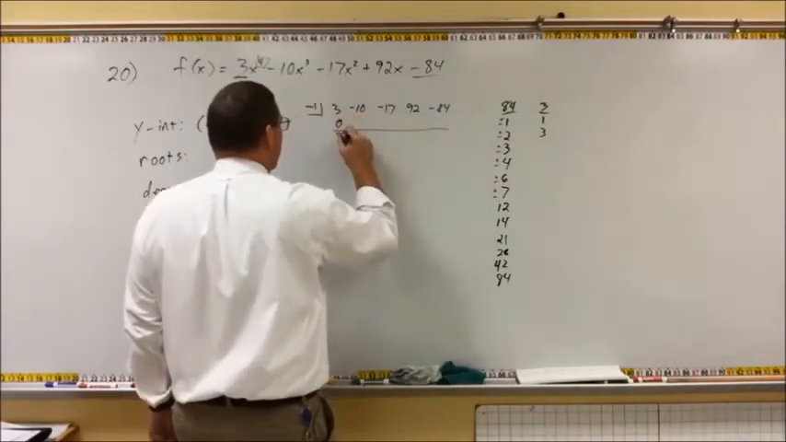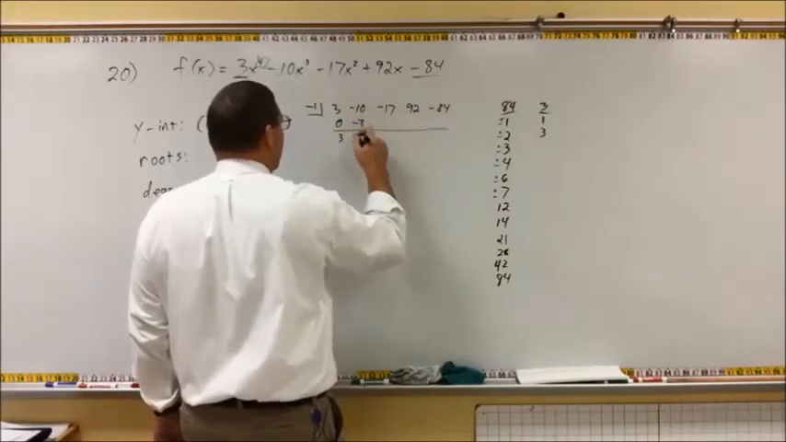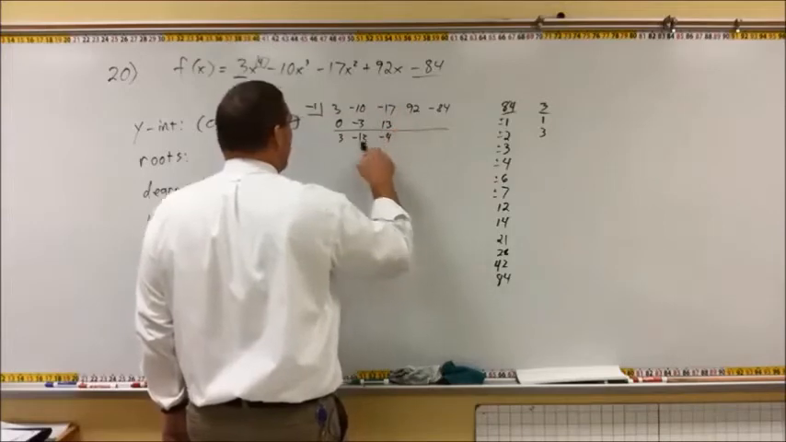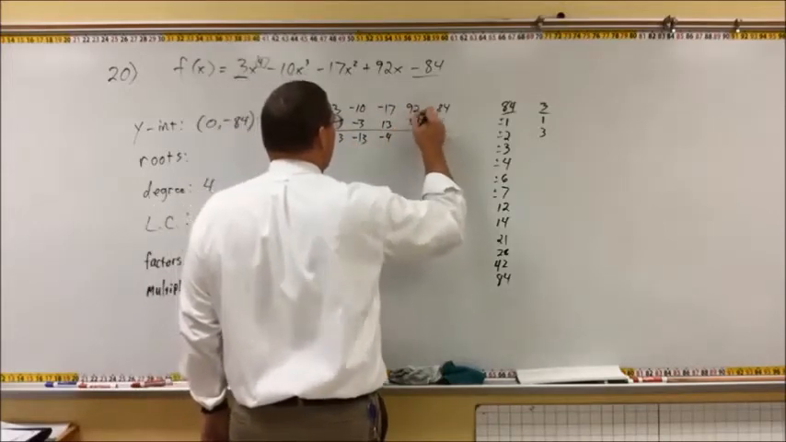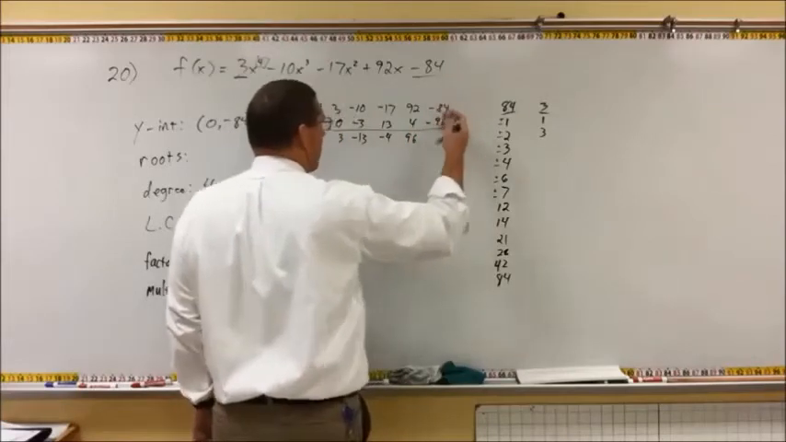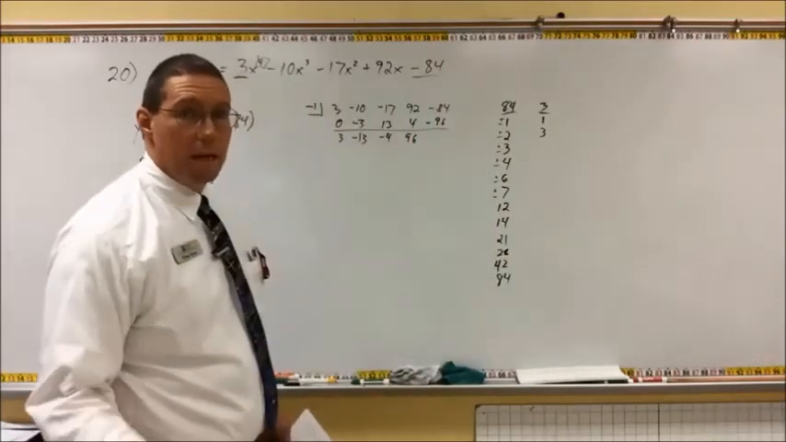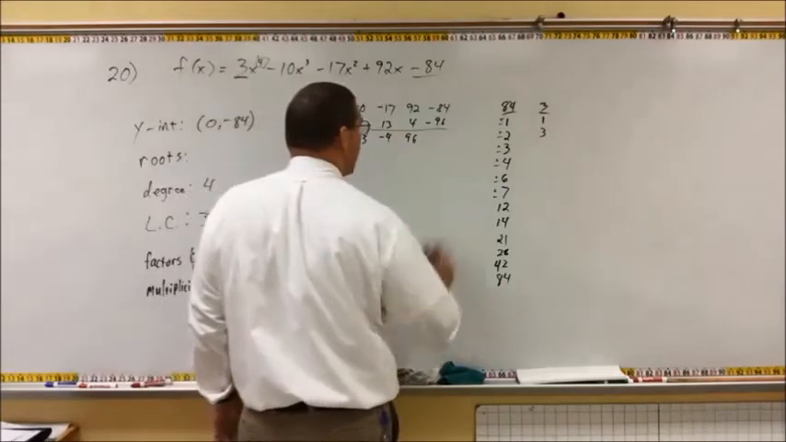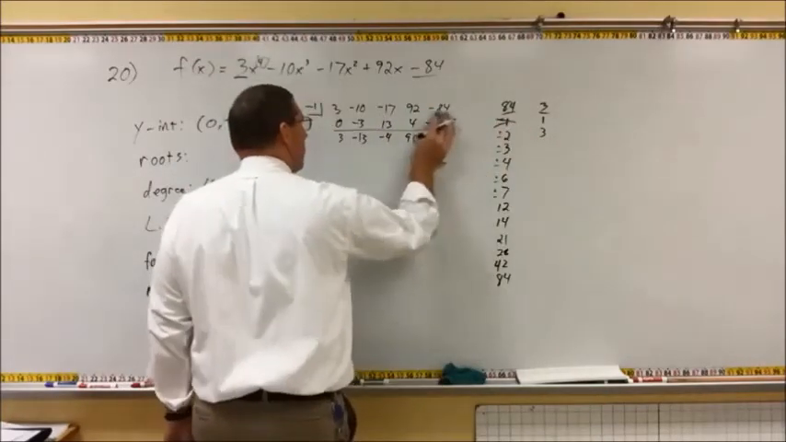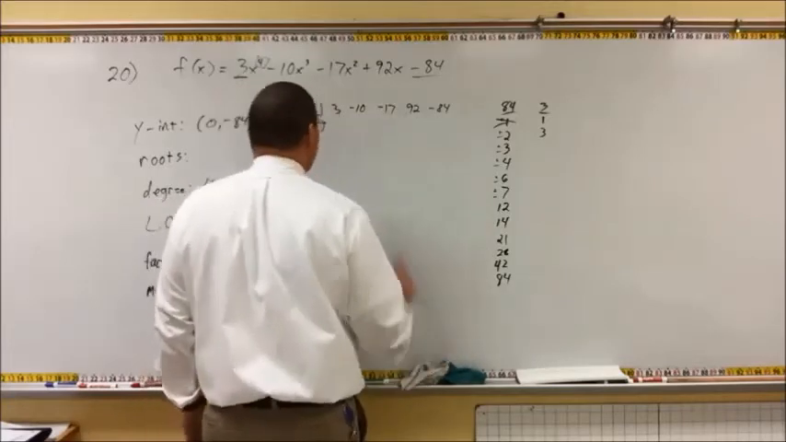Put a 0 here, 3 and 0 is 3, times negative 1 is negative 3, minus 10 is negative 13, times negative 1 is 13, minus 17 is negative 4, times negative 1 is positive 4, 92 plus 4 is 96, times negative 1 is negative 96. That's not going to be a remainder of 0 either, so negative 1 is not. So not 1 and not negative 1. Moving on. We're going to try 2 and negative 2.